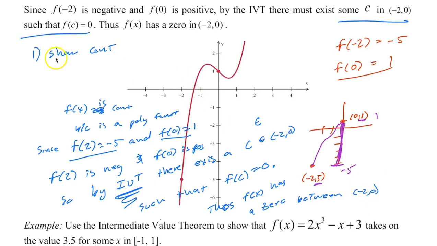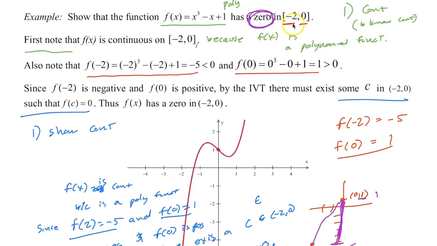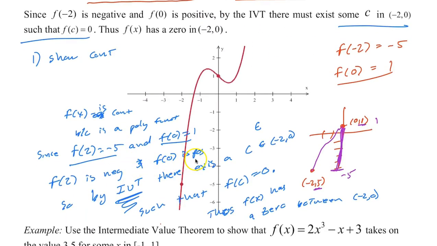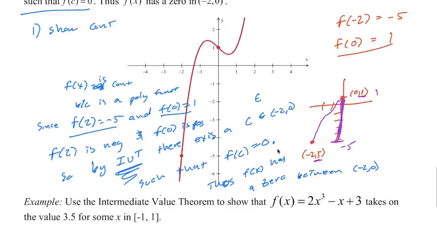So a little recap. 1, we show it's continuous. We have to say it's a continuous function. 2, I like to use the endpoints they give us to show what the values are. Then you've got to say the thing you're looking for is between those two values. Then you say by IVT, there's a c in between the values you've been given, such that the thing I'm looking for exists. All right, so let's do it again.